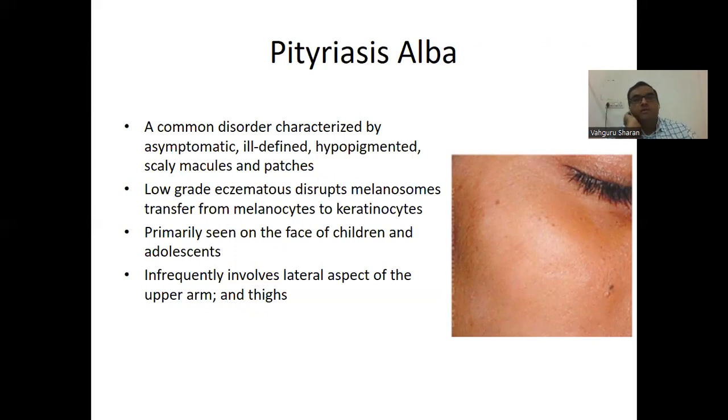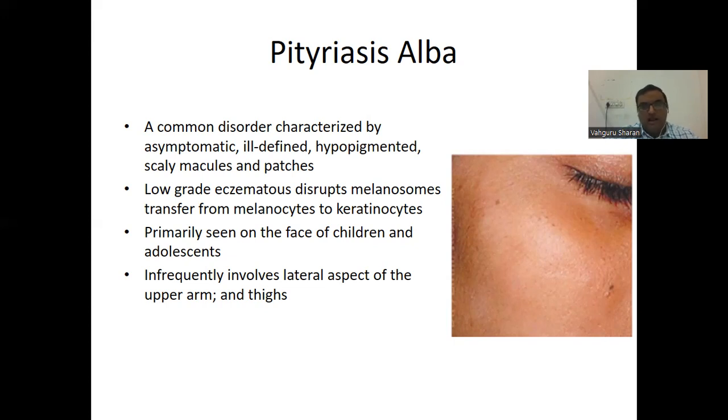Next, endogenous eczema is pityriasis alba. That is a common disorder characterized by asymptomatic, ill-defined, hypopigmented, scaly, macular patches. It is a low-grade eczema which disrupts melanosome transfer from melanocytes to keratinocytes, hence the name and the color alba. Primarily, it is seen on the face of children and adolescents.